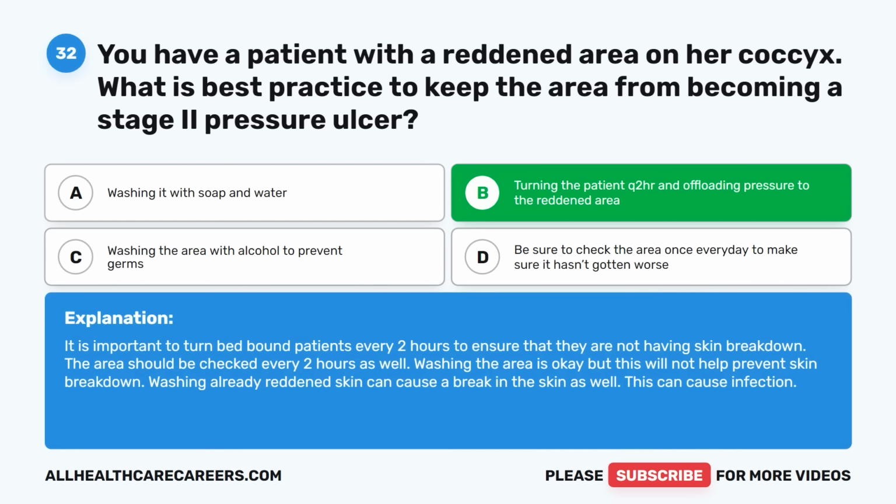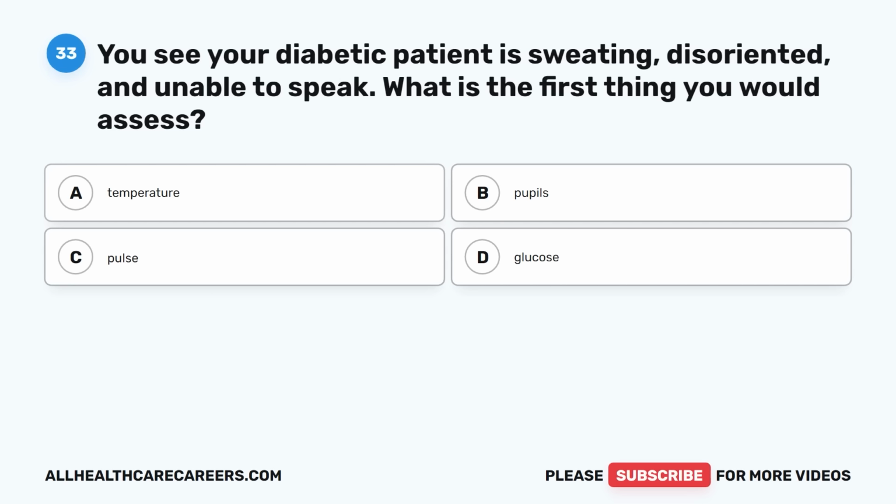It is important to turn bedbound patients every 2 hours to ensure that they are not having skin breakdown. The area should be checked every 2 hours as well. Washing the area is okay, but this will not help prevent skin breakdown. Washing already reddened skin can cause a break in the skin as well. This can cause infection.